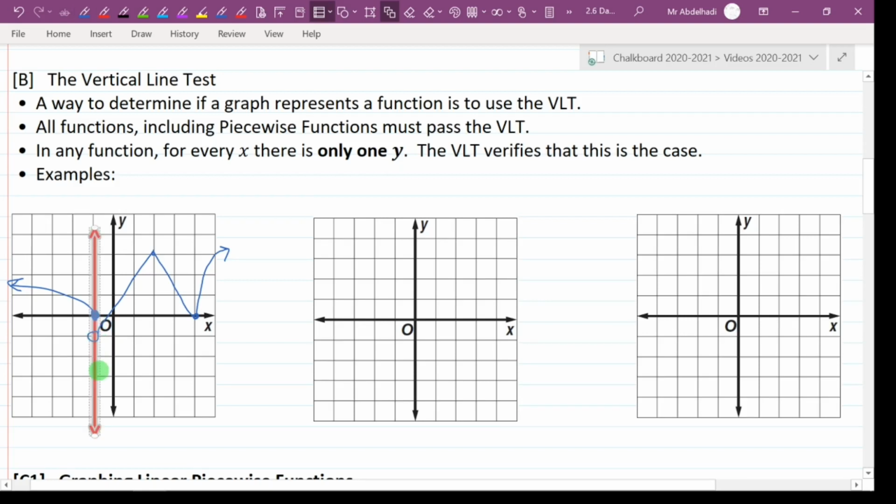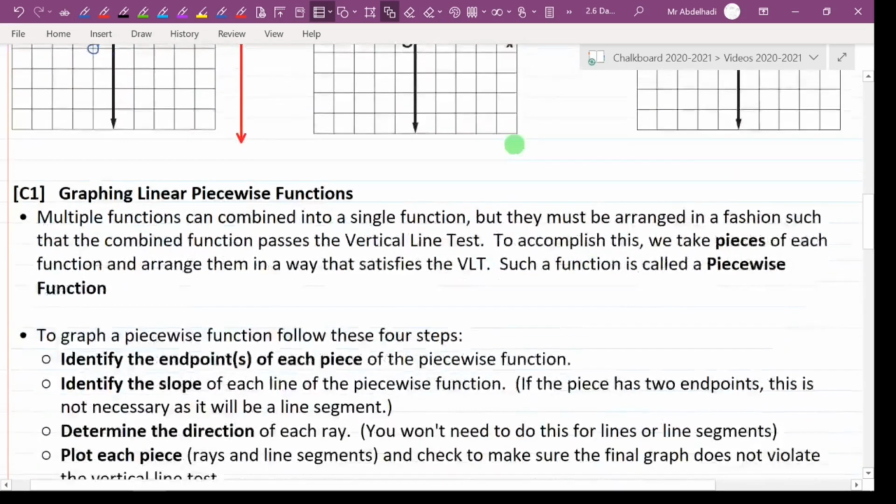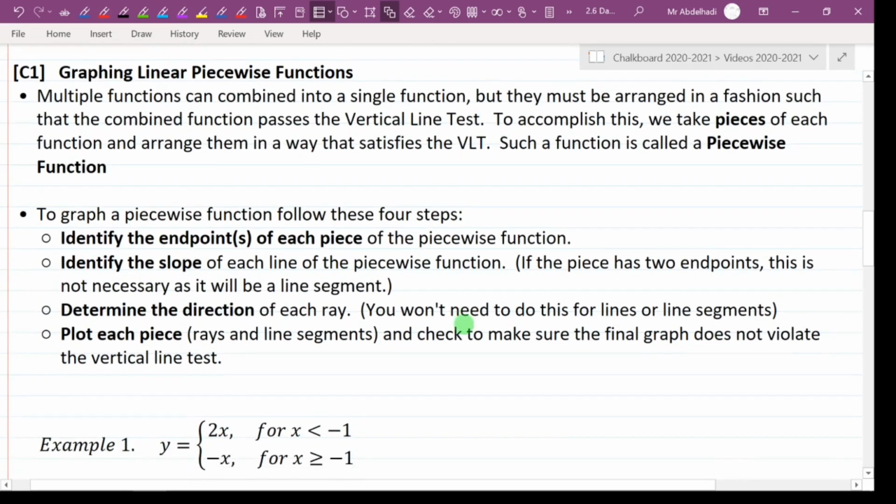Okay, grab the line here. How about here? That's all good. That's only one point there. That's only one point there. So this passes the vertical line test. Pass. And if it passes the vertical line test, that means, yes, this is a valid function. And that's a little quick review of the vertical line test from Algebra 1. You can only hit a function one time as you go down, because you can only have one y value for every x value on the function. Let's move on to actually graphing piecewise functions.